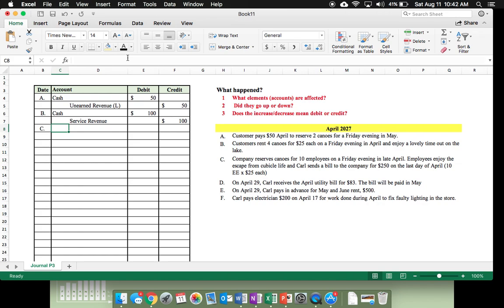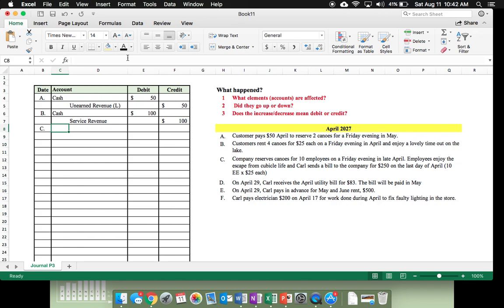Okay, letter C. Company reserves canoes for 10 employees on a Friday evening in late April. The employees enjoy escape from cubicle life. Carl sends a bill to the company for $250 on the last day of April. So, what do we do? Carl has not received any money. Has he earned revenue? Yes, he has. He allowed them to use the canoes. They went out. They had fun.